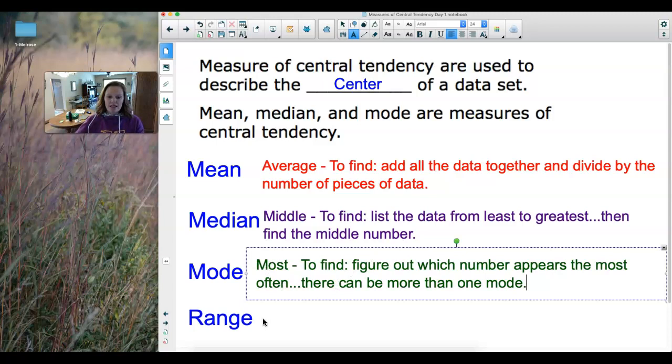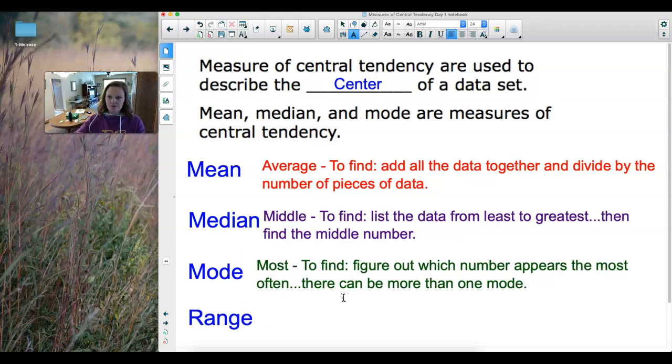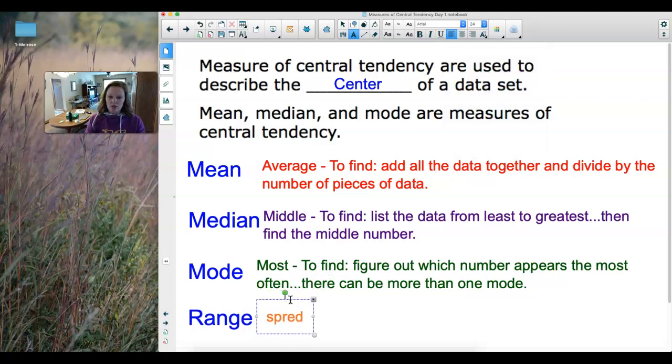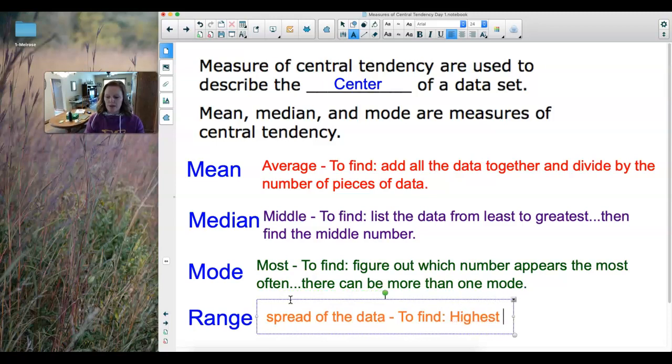Okay, and then the last thing is the range. The range tells you about the spread of the data. So for range, it is the spread of the data. And to find it, you do the highest number minus the lowest number. So pretty simple, just do high minus low.